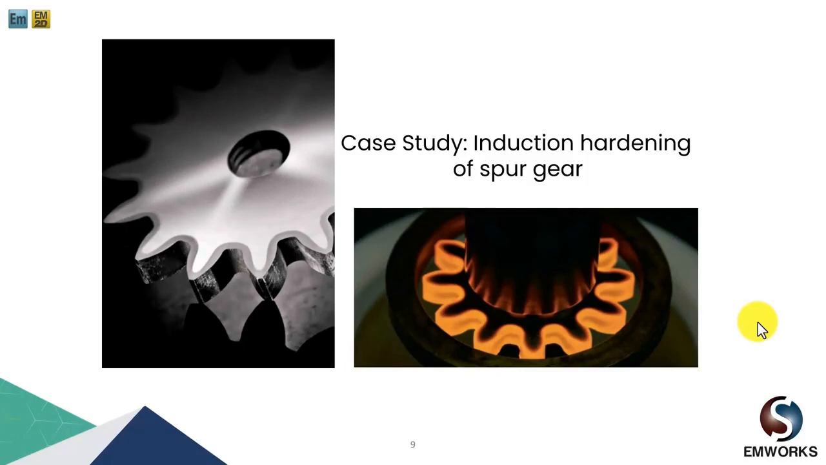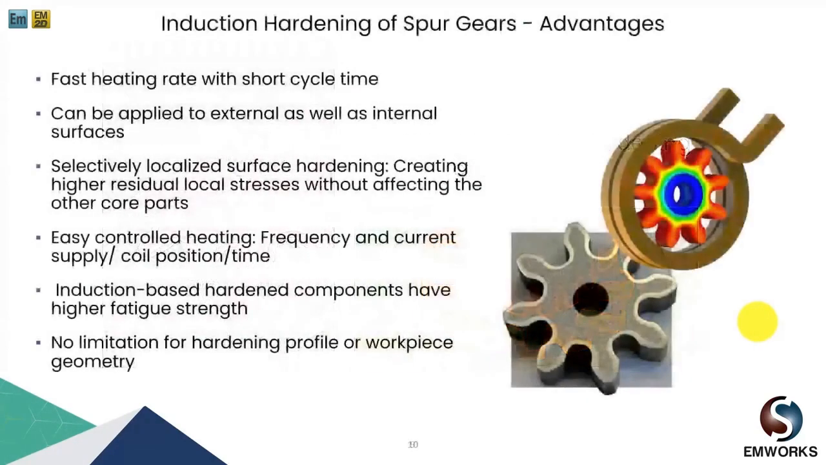Induction is the perfect solution for many hardening requirements, like fast heating rate, uniform temperature, and easy heating control. This process is characterized by a fast heating rate with a short cycle time. It can be applied to external and internal surfaces, and it allows well-selective localized hardening by creating higher residual local stresses without affecting the rest of the part. It helps to get easily controlled heating where the heated parts have higher fatigue strength without any limitation of hardening profile or workpiece geometry.